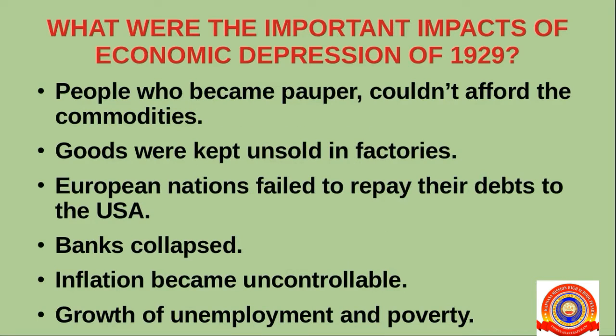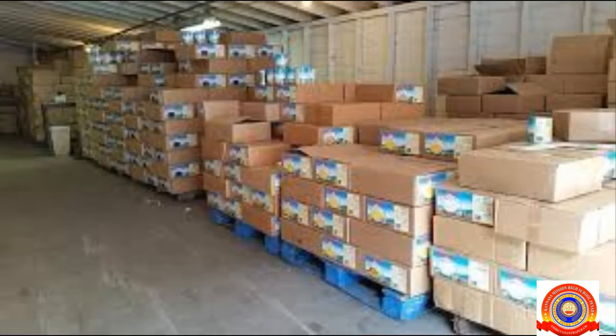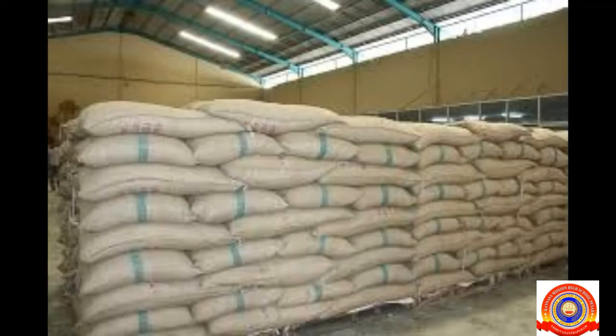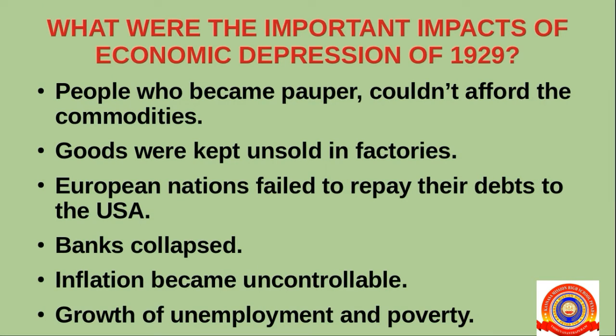First one, the people who became paupers because of the war couldn't afford the commodities. Second one, the goods were kept unsold in factories. Next one, the European nations failed to repay their debts to the USA. As a result of the economic depression, banks collapsed. Inflation became uncontrollable, and the growth of unemployment and poverty were the major impacts of the economic crisis after the First World War.